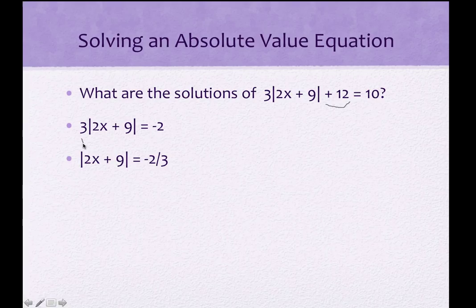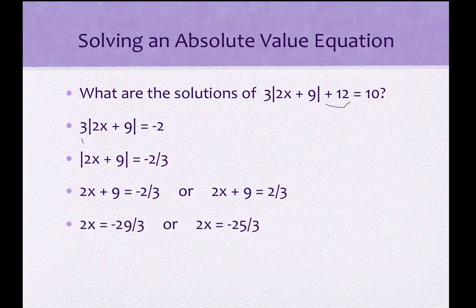Now we have an absolute value, and so we're going to make it equal to negative 2/3 and also positive 2/3. We can go ahead and subtract 9, and then divide both sides by 2. And here we have the answer as negative 29/6 and negative 25/6.